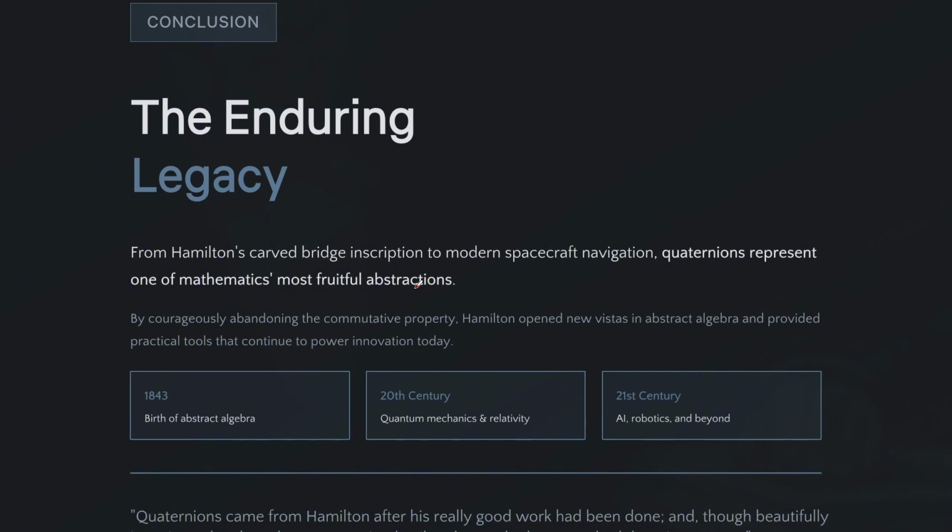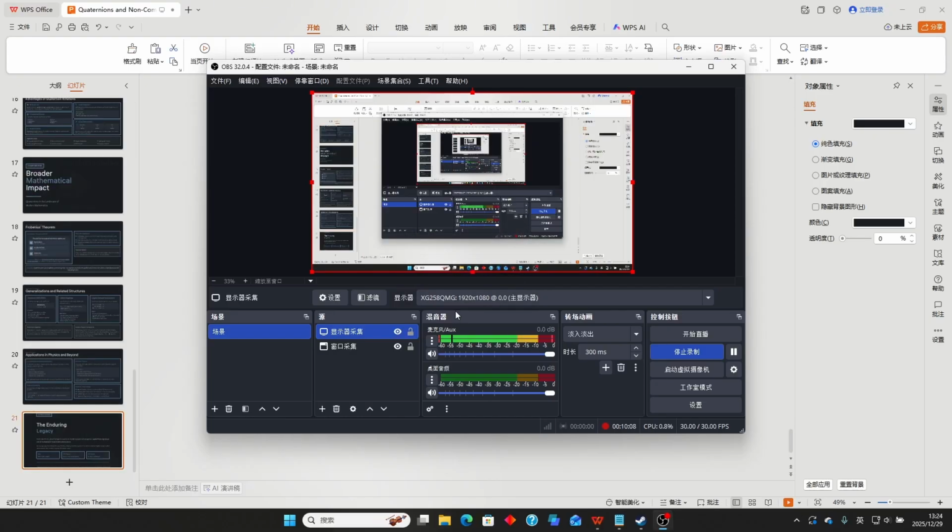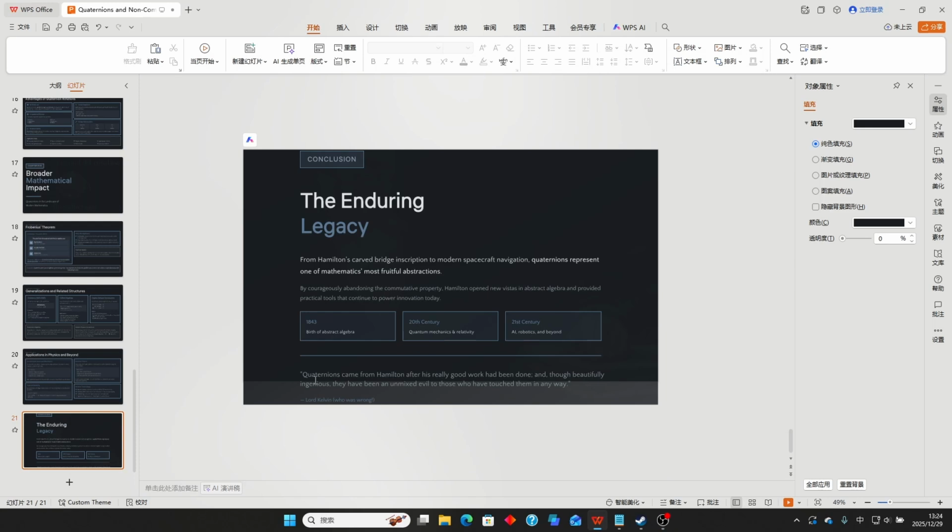As Lord Kelvin, who was wrong, said, quaternions came from Hamilton after his really good work had been done. They have been an unmixed evil to those who have touched them. History, however, has proven him wonderfully wrong.